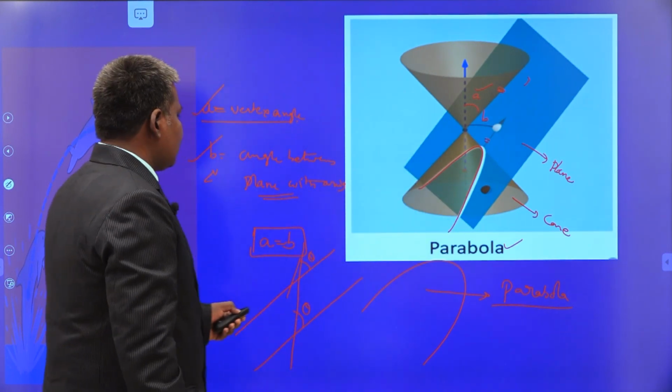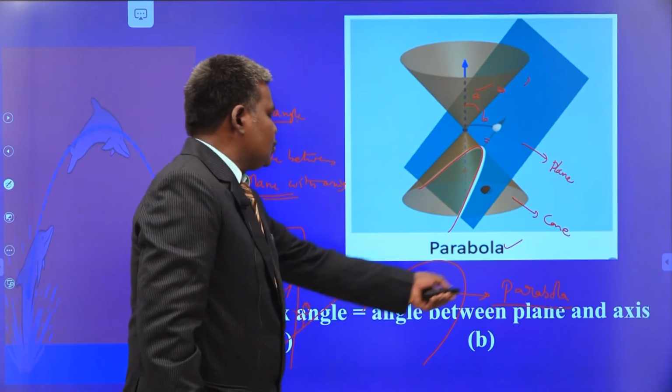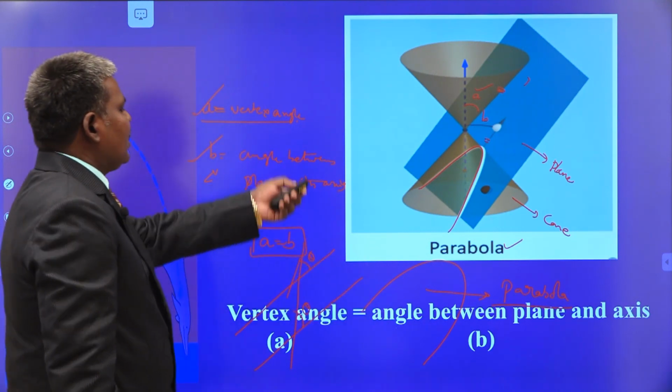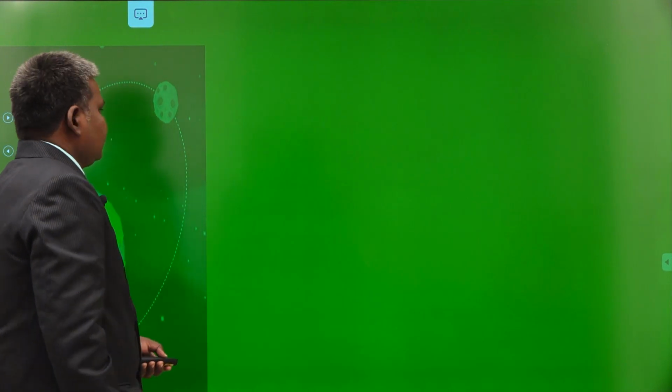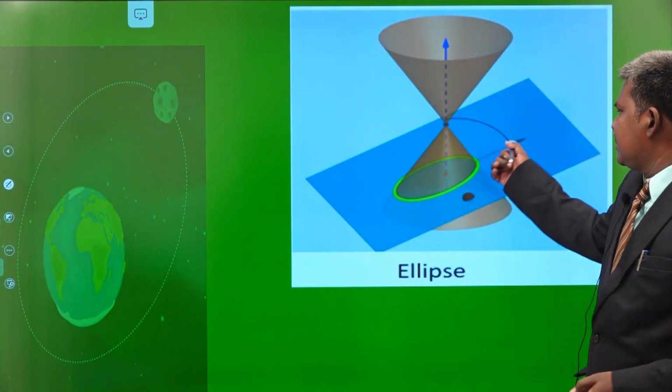Let us see the next case. Vertex angle is equal to the angle between the plane and axis, that is A equals B. We obtain the parabola. See this one. Next case. This is your next case.